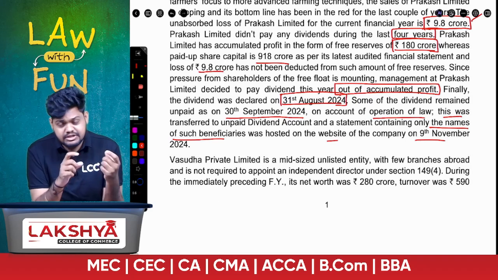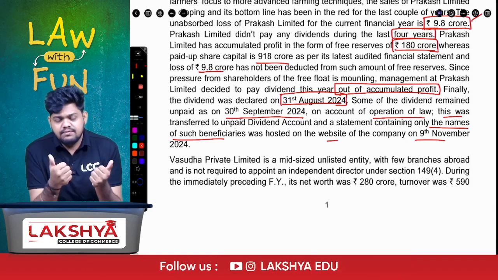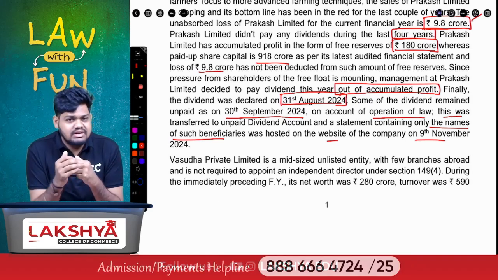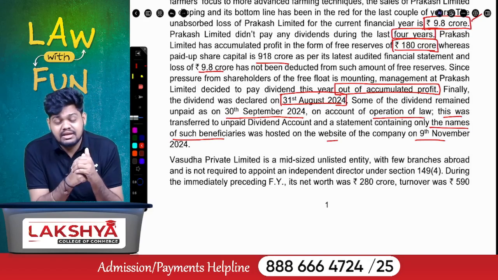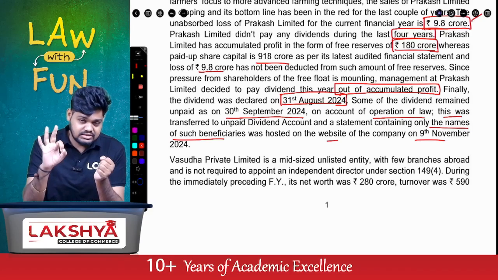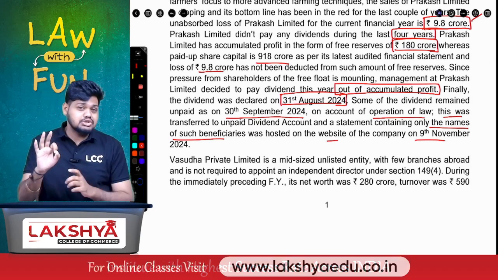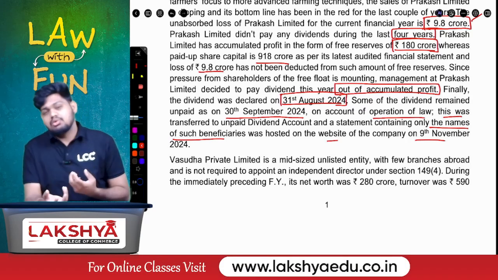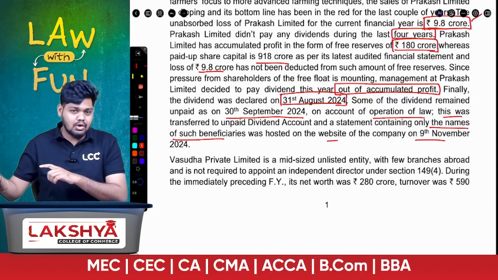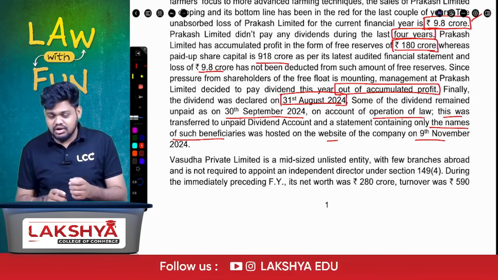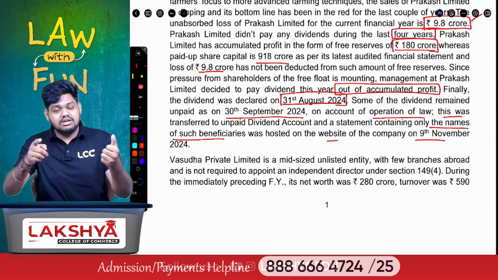It is a combination of section 123 and 124. First thing, section 123 states that once the dividend has been declared, the dividend must be paid, distributed within 30 days from the date of declaration. If at all it is not distributed within 30 days, such amount must be transferred to the unpaid dividend account within a period of 7 days. You got it right. Once the expiry of 30 days is completed.